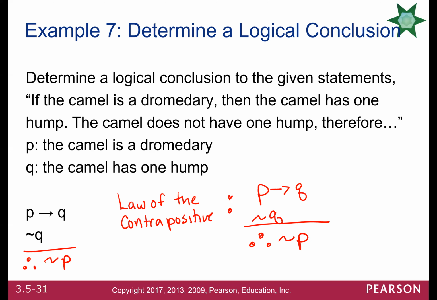So we need a not P as our conclusion. So what's our conclusion? Well, what's the negation of P? If P is the camel is a dromedary, then not P would be the camel is not a dromedary. So our conclusion would be from our premises, if the camel is a dromedary, then the camel has 1 hump. The camel does not have 1 hump. Therefore, the camel's not a dromedary.